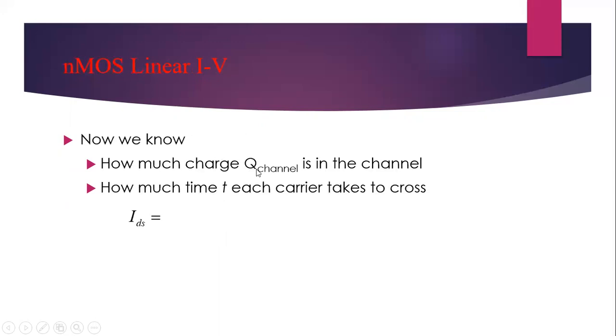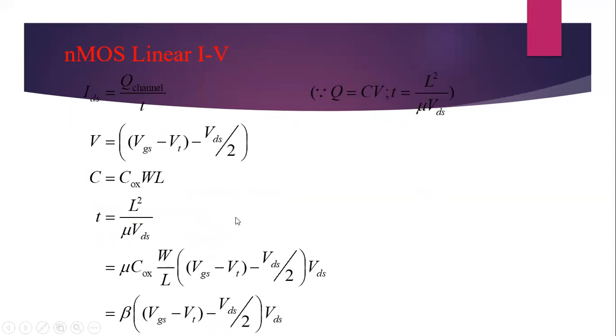So we know Q and we know the transit time. So I is equal to Q by T. Now we have our Q value and also the transit time value, and substituting all the values here, you will get Q is equal to C into V, and T, that is the transit time, is equal to L square divided by mu VDS.